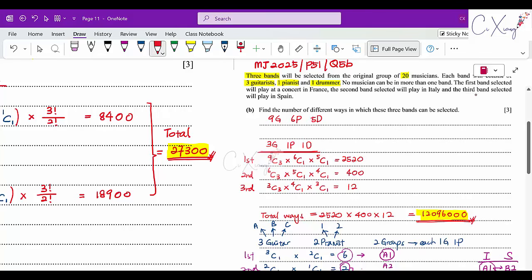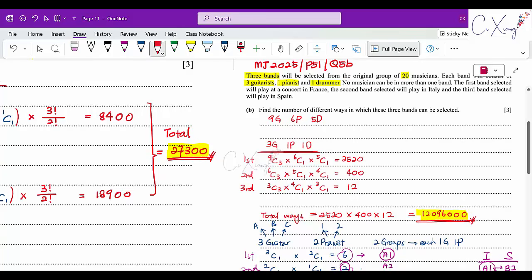For this one, right, you realize that they are saying that the first band selected will play a concert in France. So only the first band is going to be French. So that means now we no need to consider the arrangement for different countries, because they already tell us clearly that this group goes to this place, second group goes to Italy, third group goes to Spain. So there's no consideration about the arrangement, like how to assign the different groups into different countries. Therefore, for this calculation, there's no arrangement part at the end here.